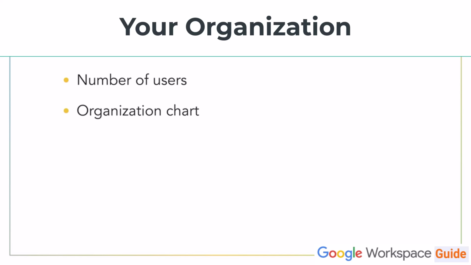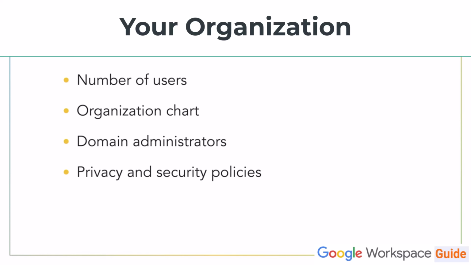An organization chart may also be useful, which can help you determine the need for organizational units and possibly the type and number of domain administrators. You should also be familiar with your organization's privacy and security policies so you can make informed decisions on which apps can be enabled within your domain.